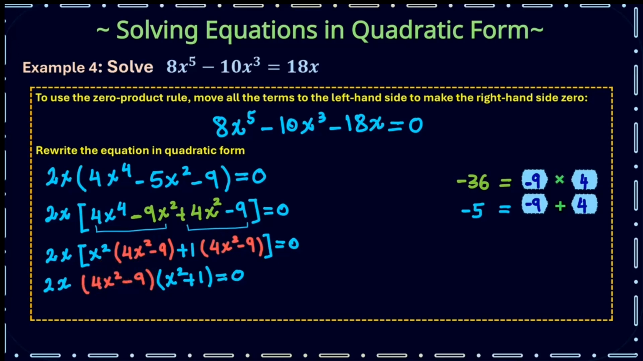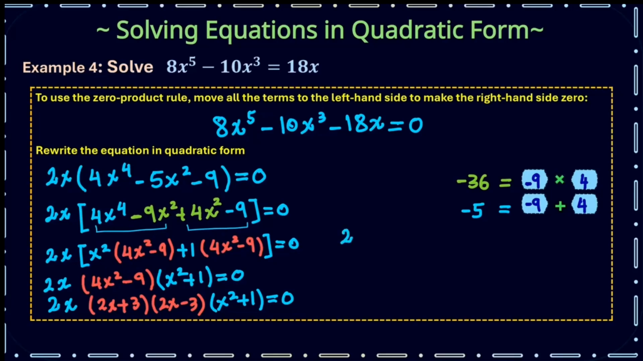We're going to factor the polynomial as much as we can. 4x squared minus 9 is a difference of two squares that can be written as 2x plus 3 times 2x minus 3. X squared plus 1 is the sum of two squares that is not factorable. Now we are ready to solve the equation. Obtain every solution by setting each factor equal to 0.